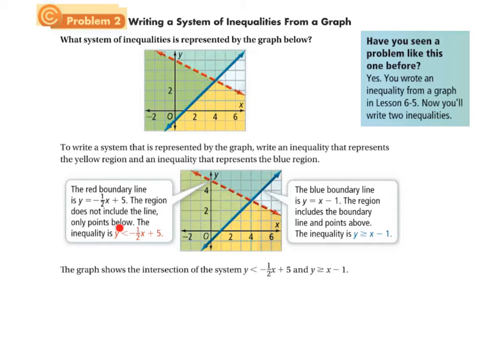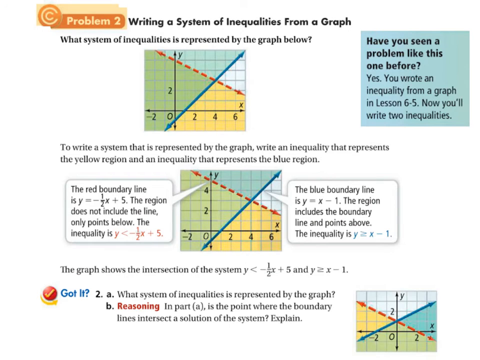Remember we said y-intercept of 5, slope of -1/2, and it's shaded below and does not include the line. So y is less than that. The boundary line here is y equals x minus 1, slope of 1, intercept of -1. And since it is solid, it's going to be or equals, and we're shading above it, so y is greater than or equal to x minus 1. So you can start by writing the equation for the boundary line, and all you need to do then is swap out the equals for an inequality that's either greater than, less than, greater than or equal to, or less than or equal to. And that's what the graph is showing for this system.